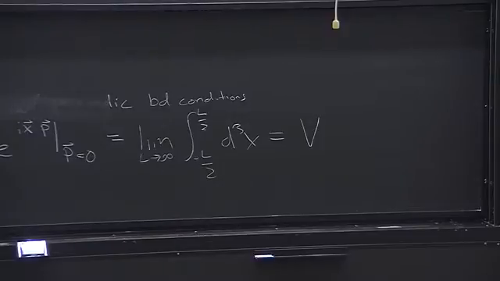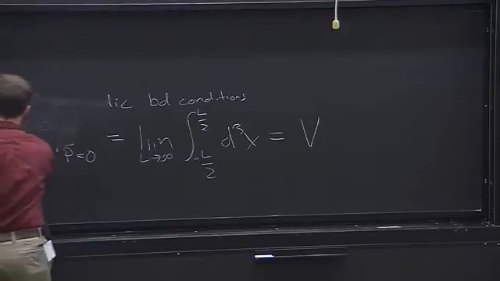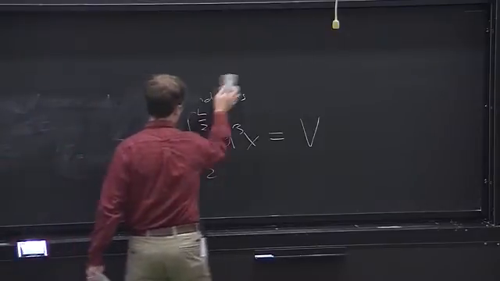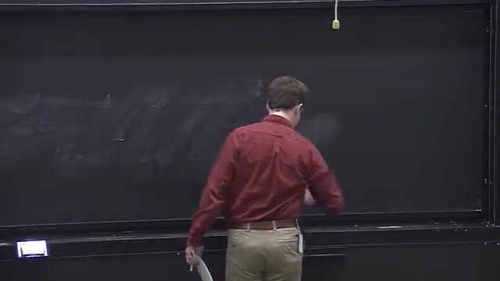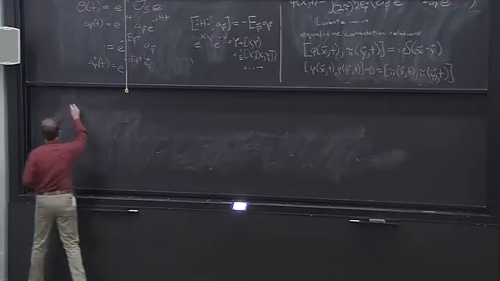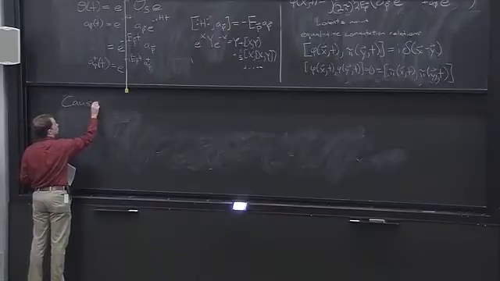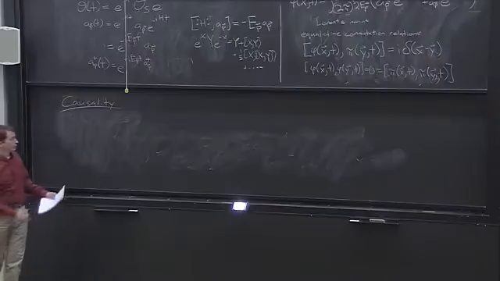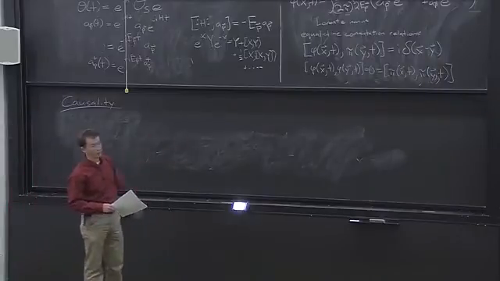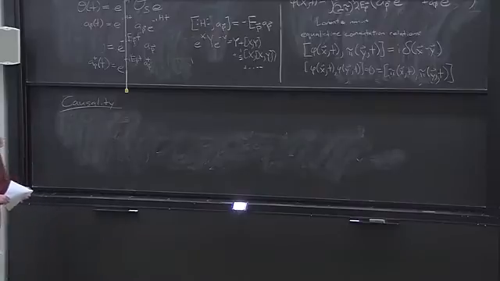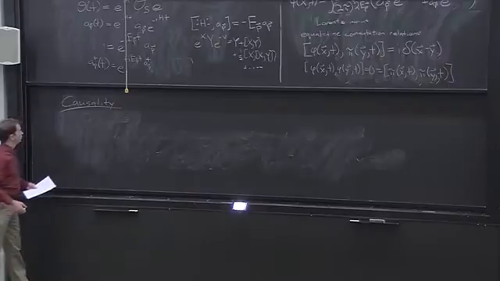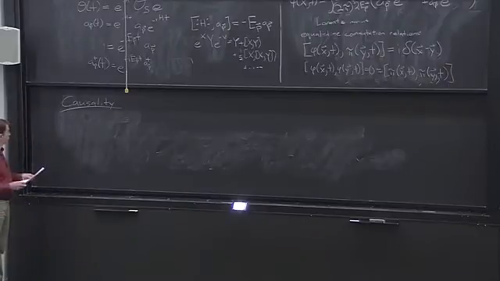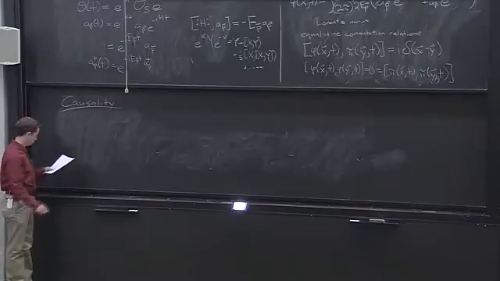So we want to make sure our theory is causal. Because there's this seemingly non-Lorentz invariant property of our theory, it's not immediately obvious that our theory will remain causal. So let's check that. So what do we mean by causal?